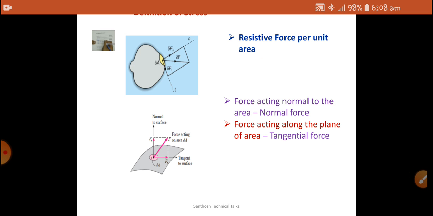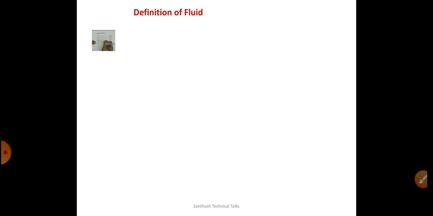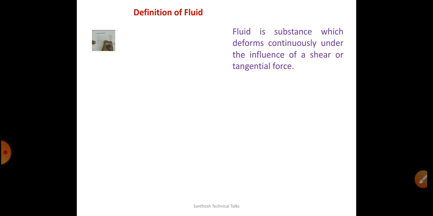In fluids, the tangential force is very, very important, because the tangential force always produces shear. So in a fluid, shear stress is much more important than normal forces and normal stresses. So we have to concentrate on this tangential force. First, we have to know the definition of a fluid. Any substance which deforms continuously under the influence of shear or tangential force is called a fluid.